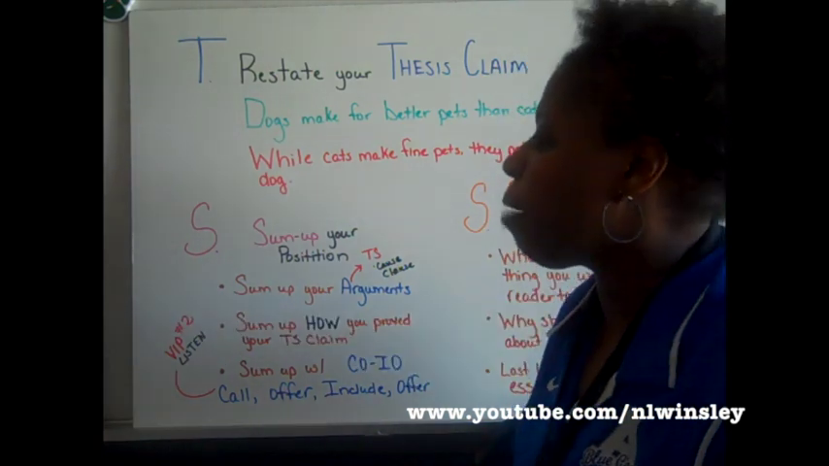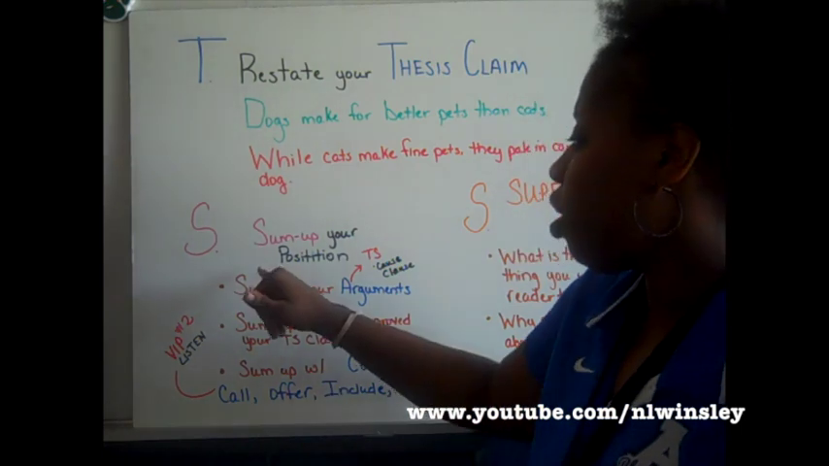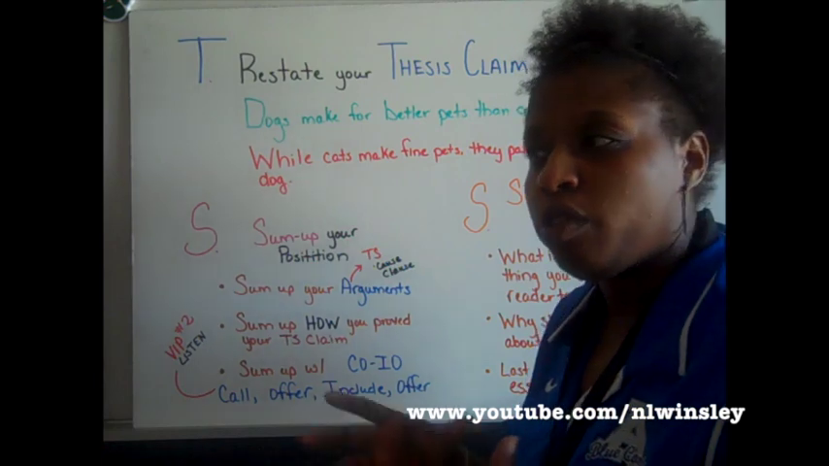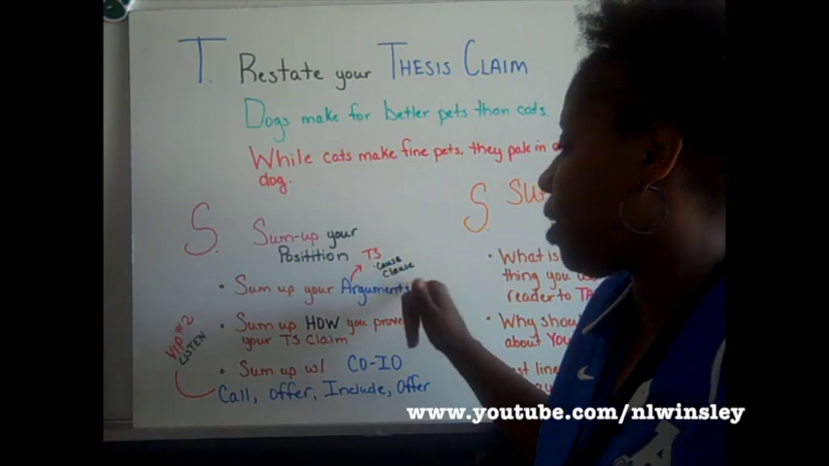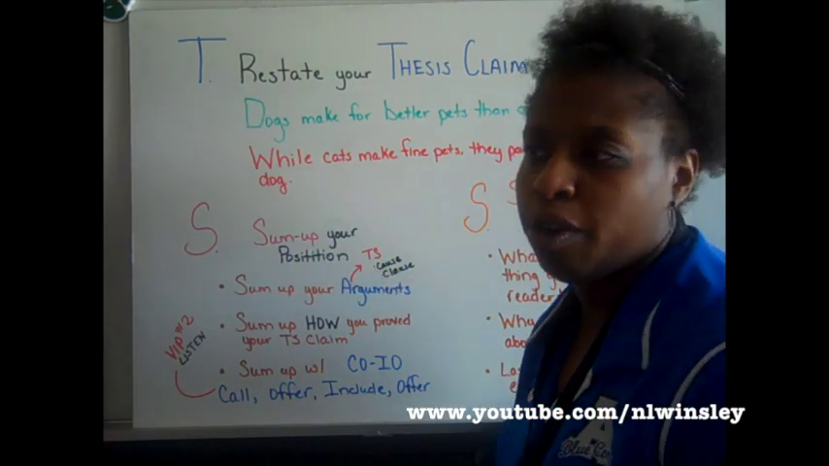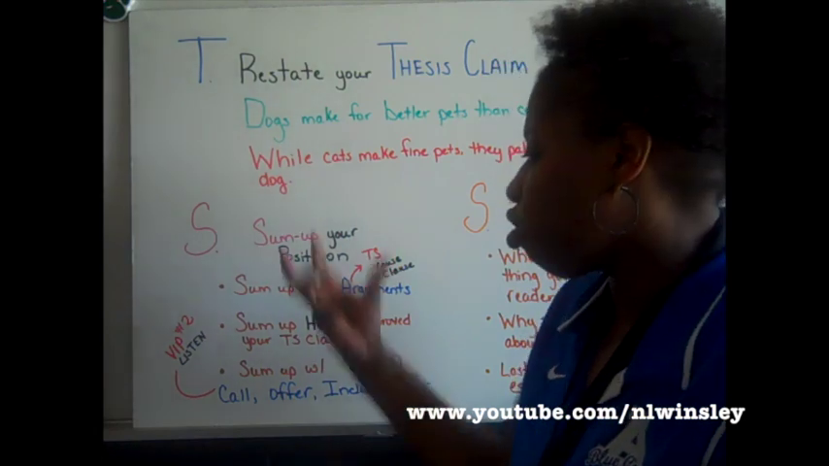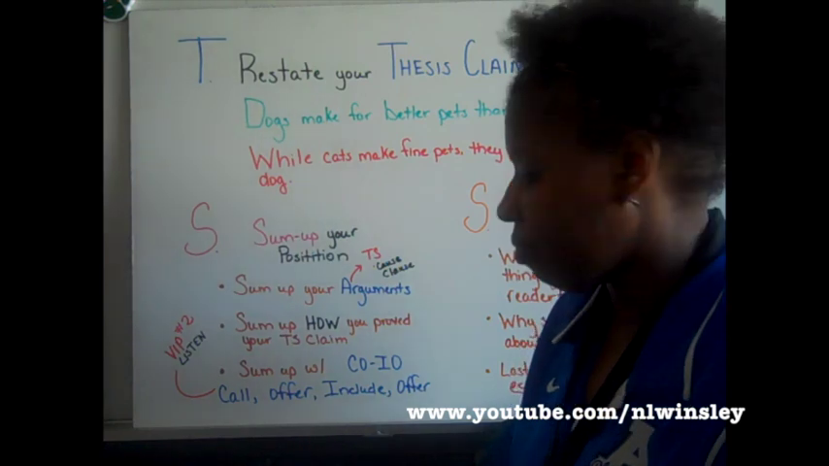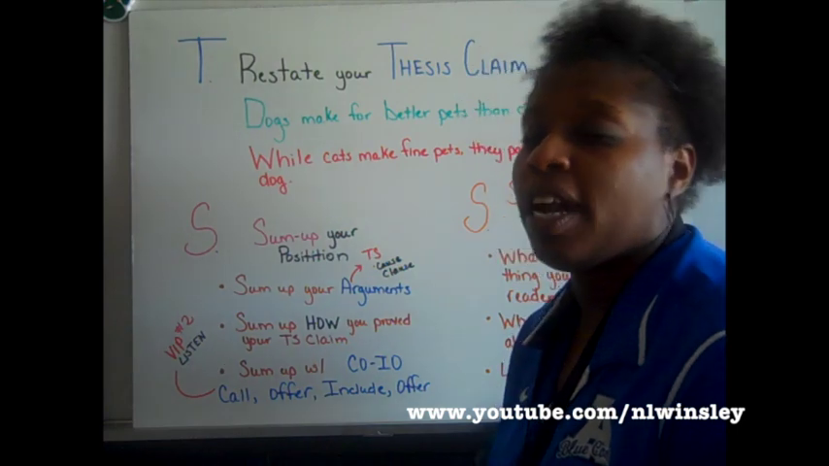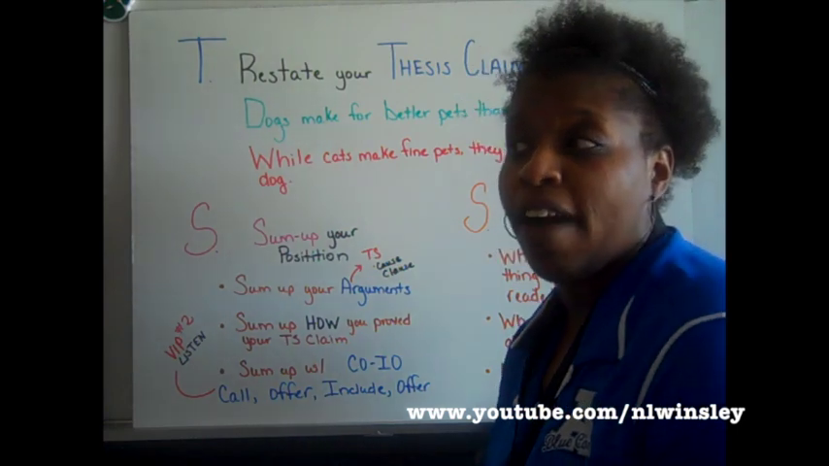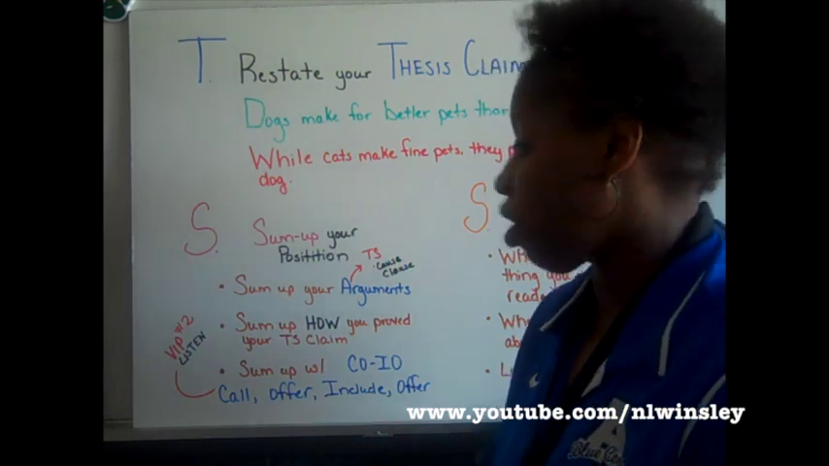The next S is sum up your position. Now there's 3 ways that you can do this. You want to sum up your arguments. That's where you list your main points, or the items that are listed in your thesis statement because clause. So if I say dogs are better pets because of their friendliness and their ability to be trained, I want to sum up those arguments again. Now, I can either sum them up by paraphrasing what I said in the body paragraph or by providing an additional fact, quote, or statistic that supports my argument.